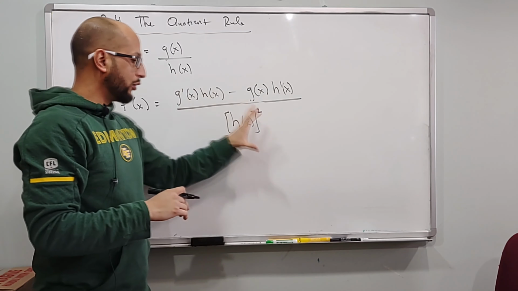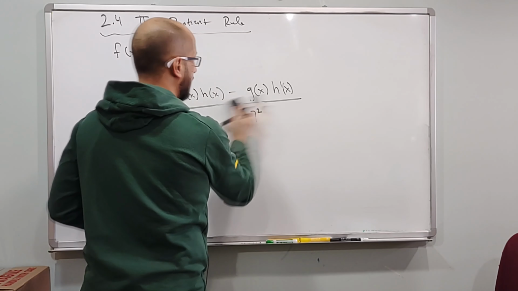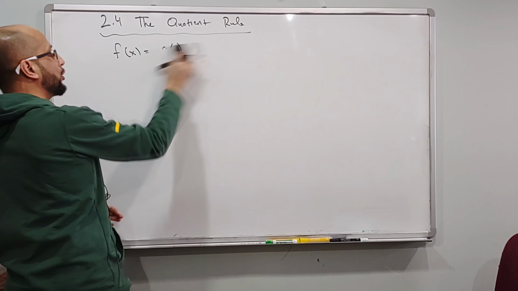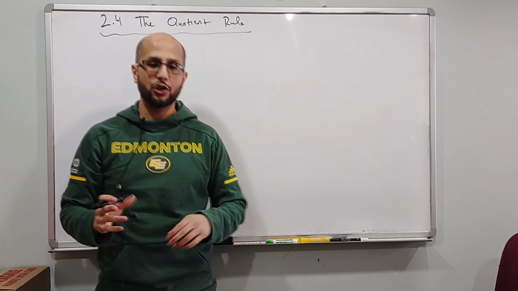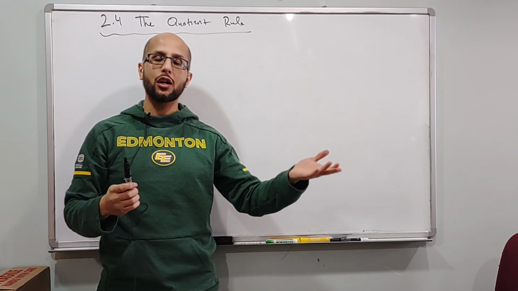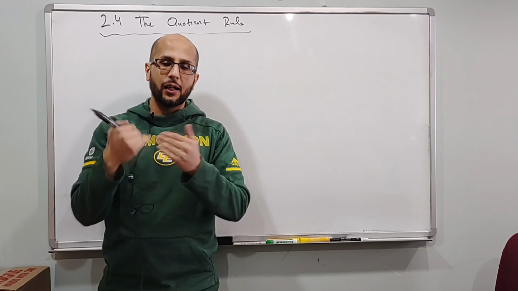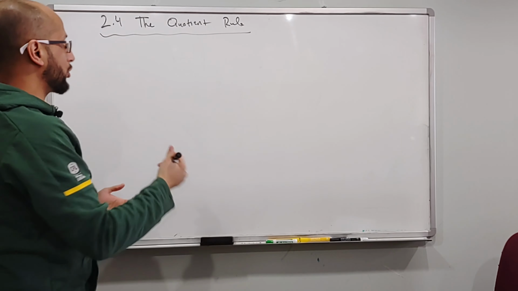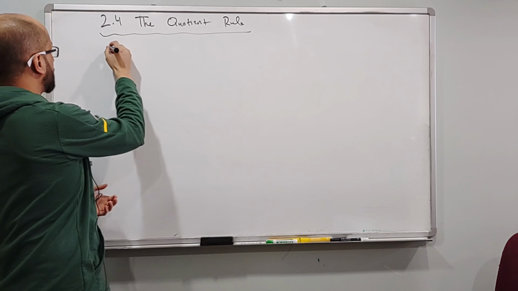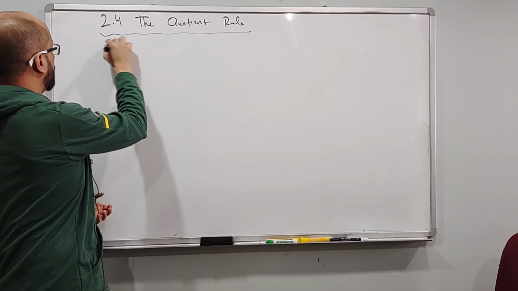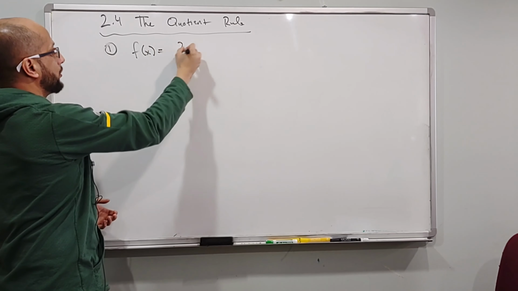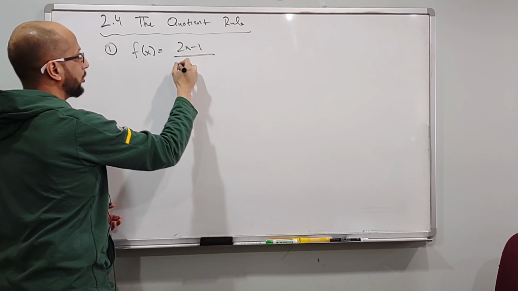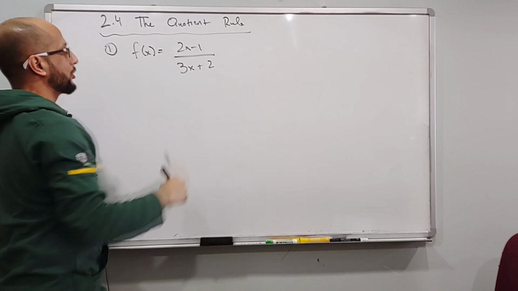Okay. Now, let's go ahead and apply this. This actually is going to be a very short video because applying the quotient rule, there is nothing really different about it. There's no extra rules to remember. It's very similar to the product rule, except that you have rational functions instead of polynomial functions. So let's take the first example. So let's take f at x, 2x minus 1 over 3x plus 2.